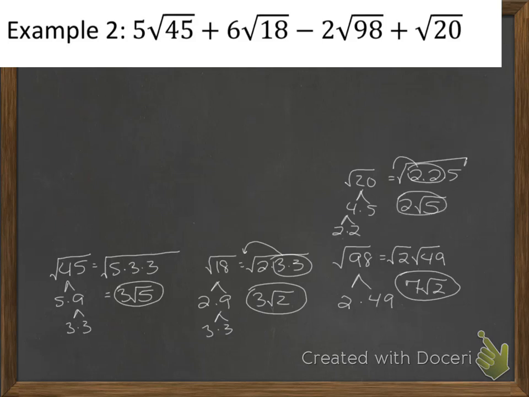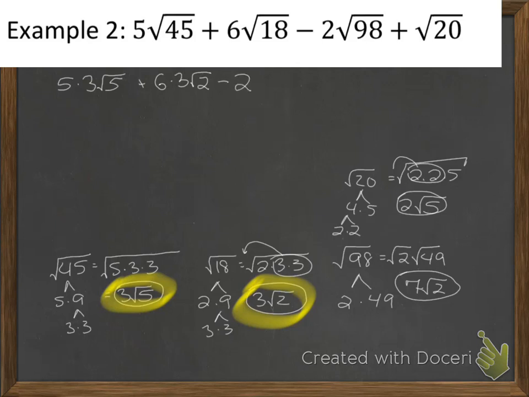All right, so let's take all of those values and rewrite this expression. 5 times the square root of 45 becomes 5 times 3 square roots of 5. 6 times the square root of 18 becomes 6 times 3 square roots of 2. Then we have minus 2 times the square root of 98, but the square root of 98 becomes 7 times the square root of 2. And lastly, the square root of 20 becomes 2 times the square root of 5.